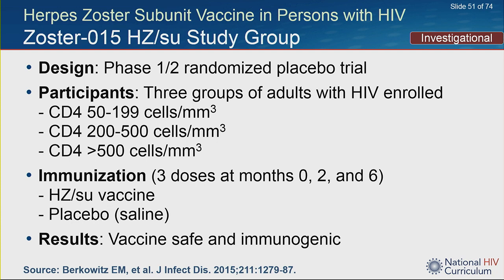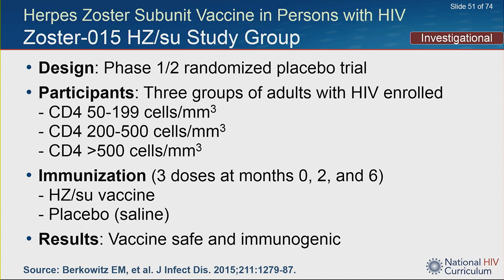This vaccine has been submitted for FDA approval. I think the vaccine approval is so much different than antiretroviral approval. It's very hard to predict when it will be FDA approved, but most experts in the field really feel like this is the real deal. This is going to be approved, and this is going to be something that I think will very likely replace the old zoster vaccine in terms of clinical practice. So what about data with HIV?